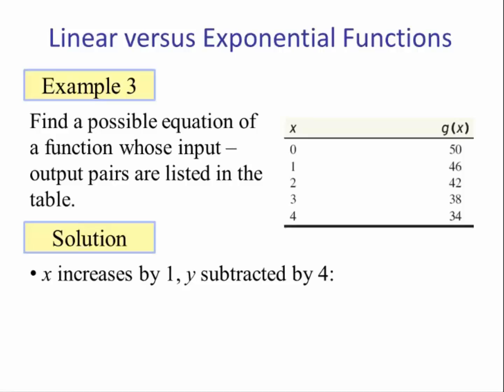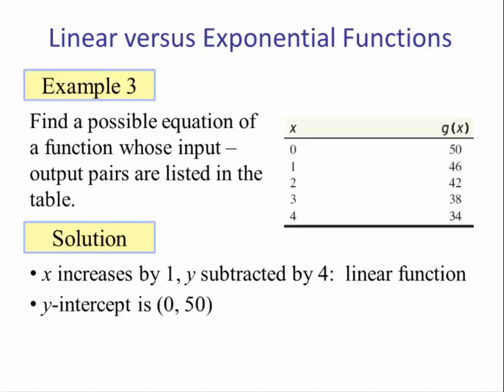So as x increases by 1, y is being subtracted by 4. This is a linear function. So our slope would be -4 over 1. As x increases by 1, y decreases by 4. The y-intercept b is 50. So putting it into our linear function, y equals mx plus b, we have y equals -4x plus 50.